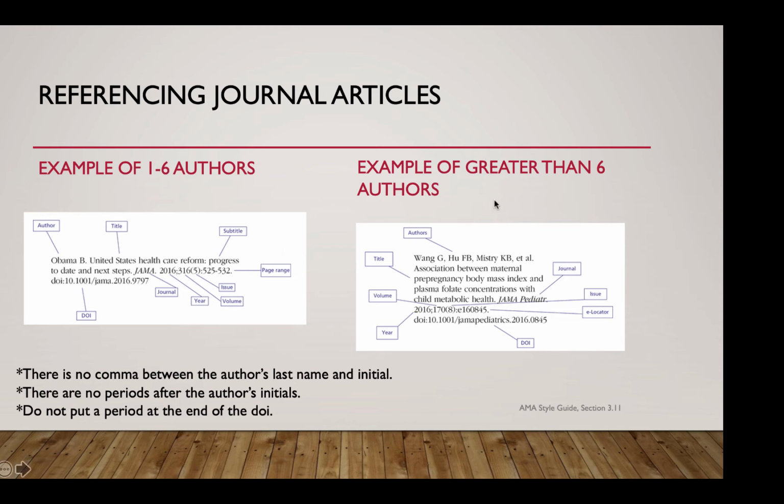On the right-hand side, if you have 6 authors or more than 6 authors, so 7, 8, 9, 10, you only list the first 3 authors' names, and you follow the third author's initials with a comma and then add et al. Once again, I want to point out that only the first word of the title is capitalized. Every other word is written in small letters. The journal's name is abbreviated and it's italicized. And then you can see there the year, the volume, the issue, and the DOI.